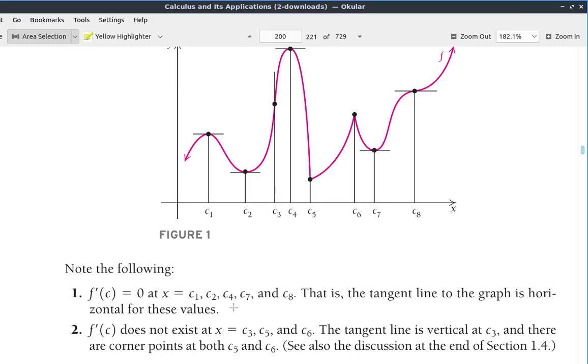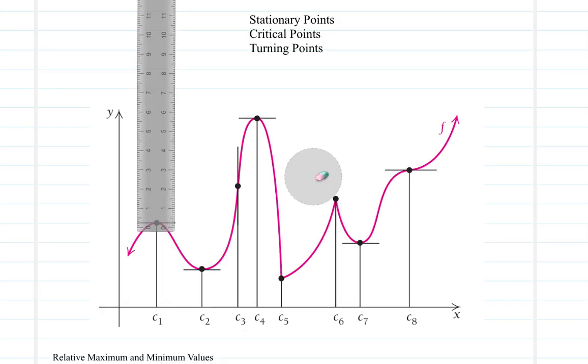And then here, there are corners at point C5, right here, at C5, and C6. You have corners there. So, the derivative does not exist at those points. Alright? So there you have that.